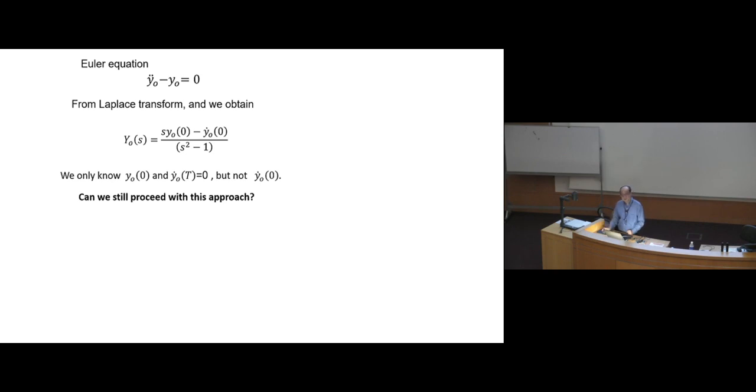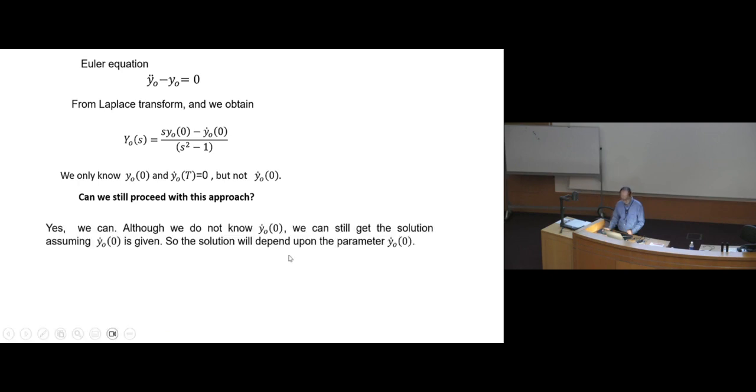He shakes his head. How about others? Is this a dead end? You can still carry on, right? Actually, we can. Although we don't know y dot 0, we can still put this y dot 0 as a parameter. We don't know the value, fine. We can still get the solution assuming y dot 0 is given. Then the final solution will depend upon the parameter y dot 0, right? We can still have a solution.